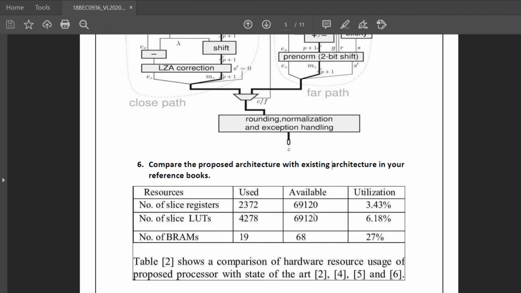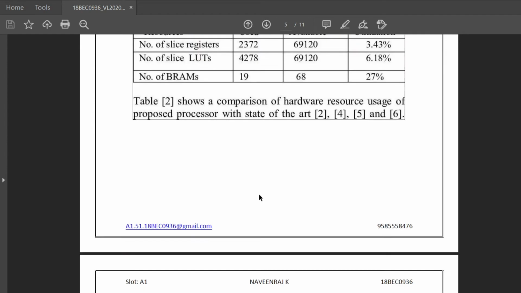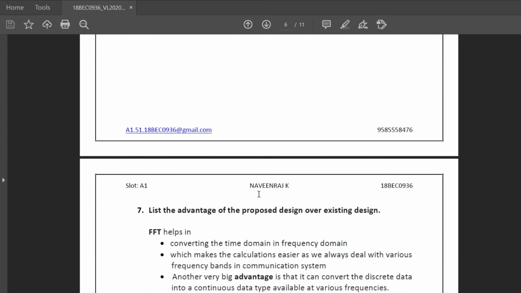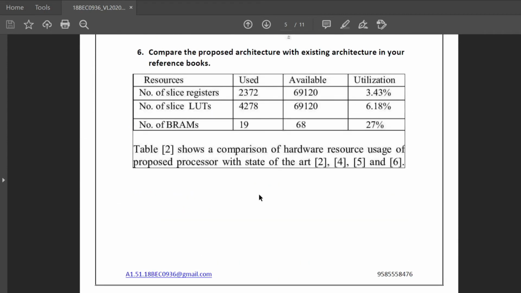It just shows the comparison of hardware resource usage of the proposed processor with the state of the art R2456. That doesn't have so much importance. That's just to know how much is not utilized, and we can utilize the other slice registers to improve the computation power and analysis power too.